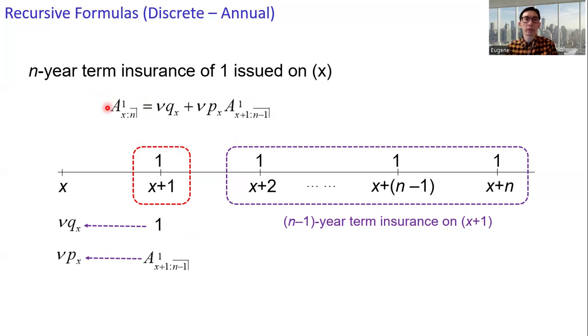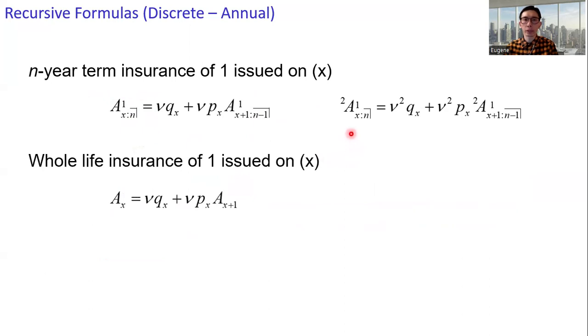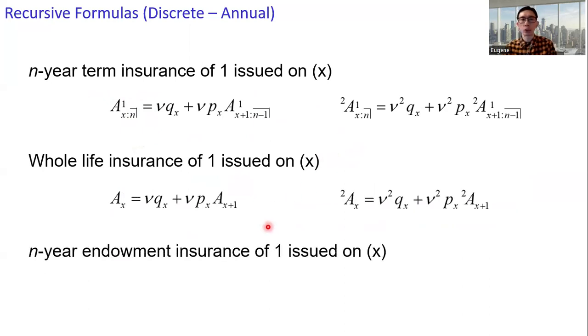This recursive formula links the relationship between an n-year term insurance on age X with the n-1 year term insurance issued on age X plus 1. The recursive formula also applies to the second moment. With a similar argument, we get similar recursive formulas for the whole life insurance, as well as the n-year endowment insurance.